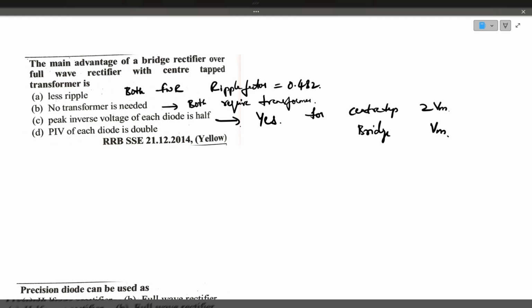Is it correct that peak inverse voltage is double? No, it will be halved. So the main advantage of the bridge rectifier is that the peak inverse voltage of the diode is half. This is the answer.